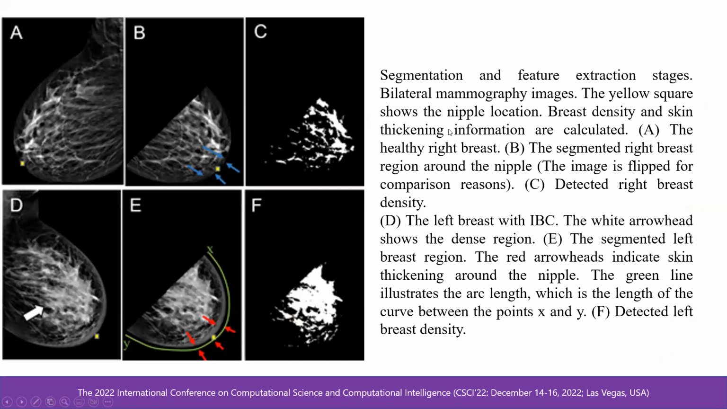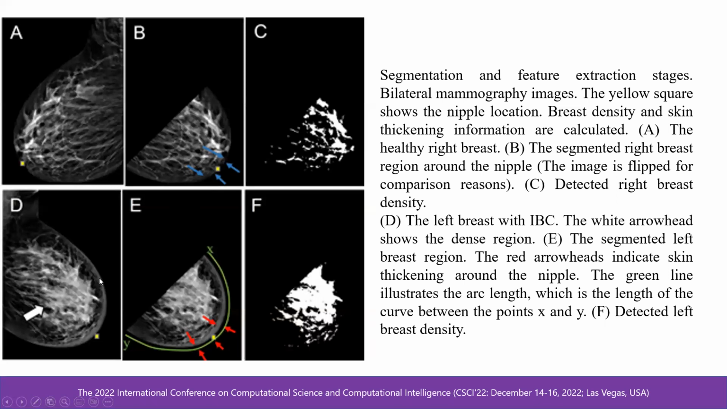Segmentation and feature extraction stages are represented here. Bilateral mammography images are used. This way, both breasts, right and left breasts, are compared. Here in figure A, the yellow square shows the nipple location, and this nipple location is calculated in the pre-processing stage. Breast density and skin thickening information are calculated.